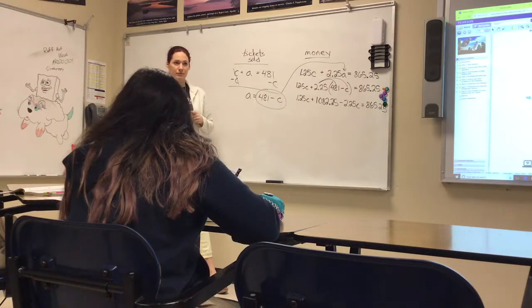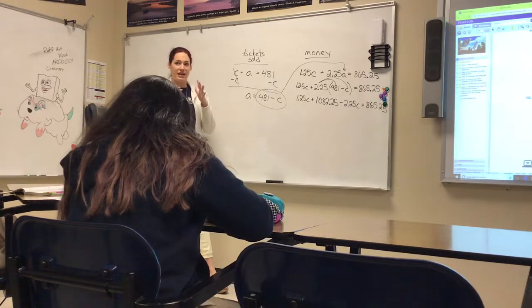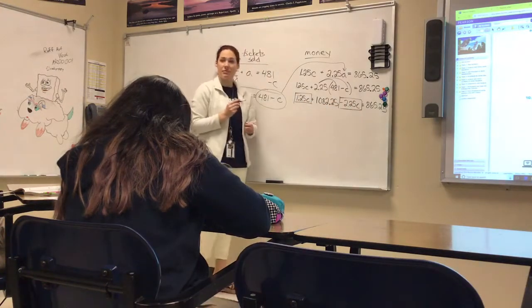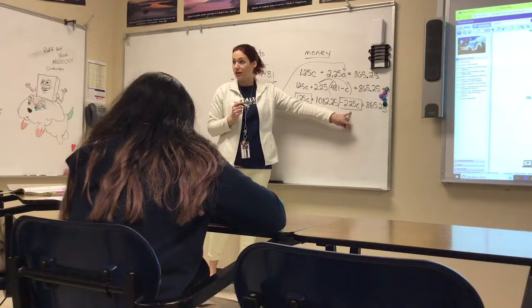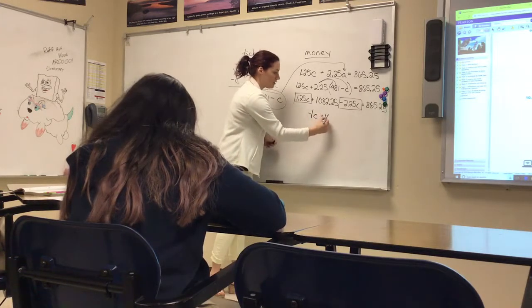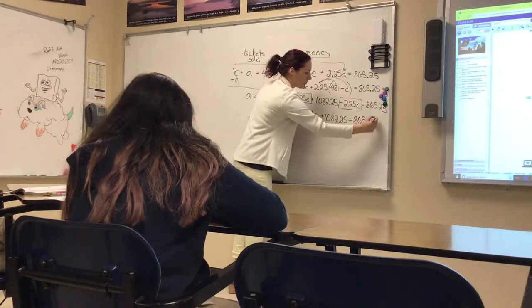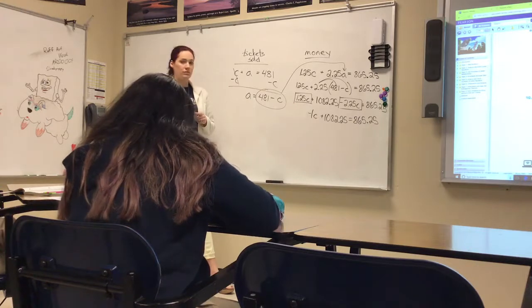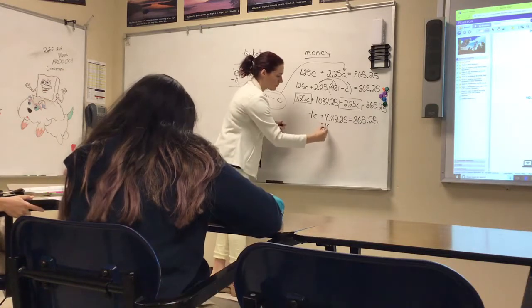It just keeps getting longer. Now we get to start bringing things together. Once that distributive property is done, things start to get easier, because those like terms can be added together. What's 1.25 minus 2.25? Negative 1, so we get negative 1C. And then I have the 1082.25. What comes after that? Subtract 1,082.